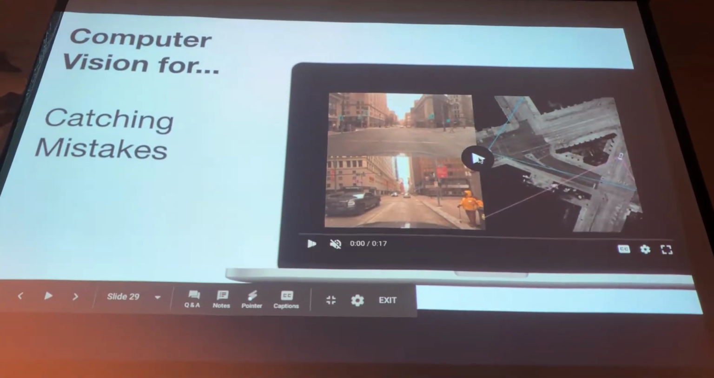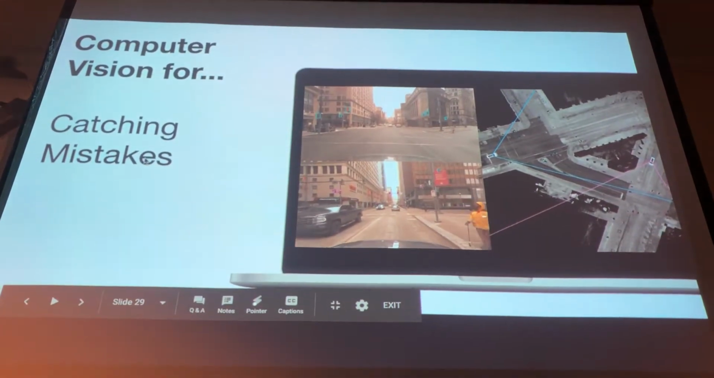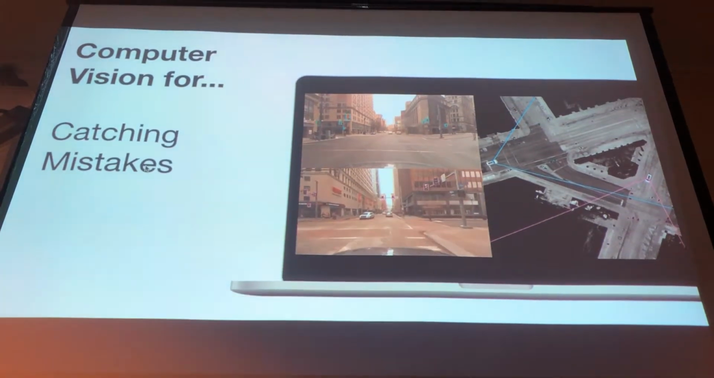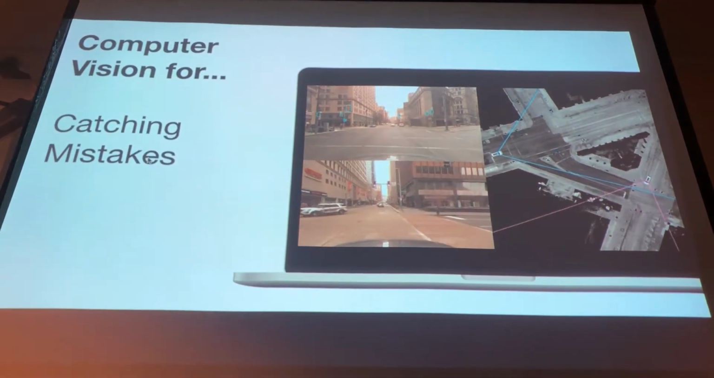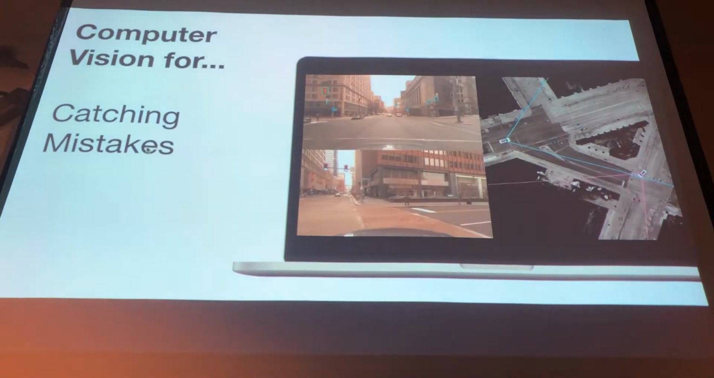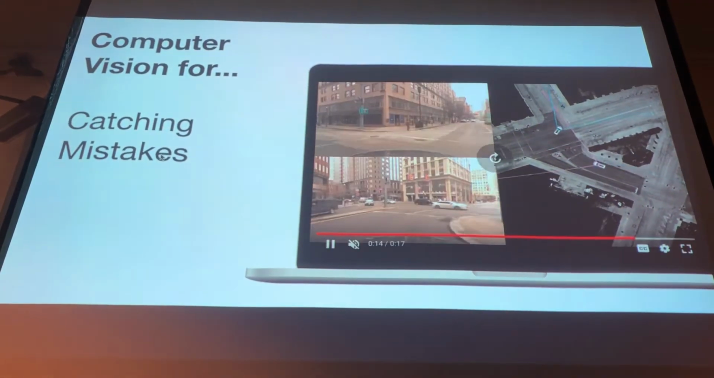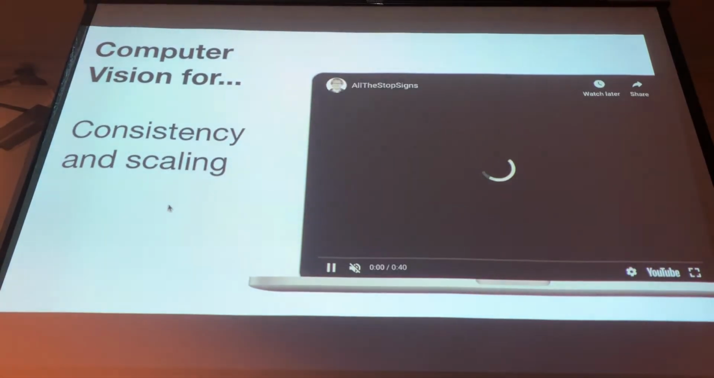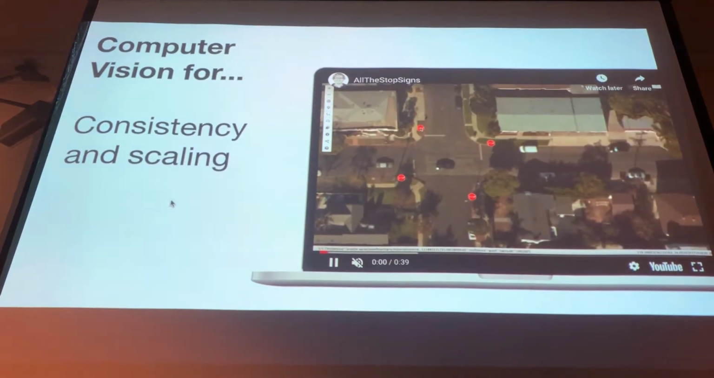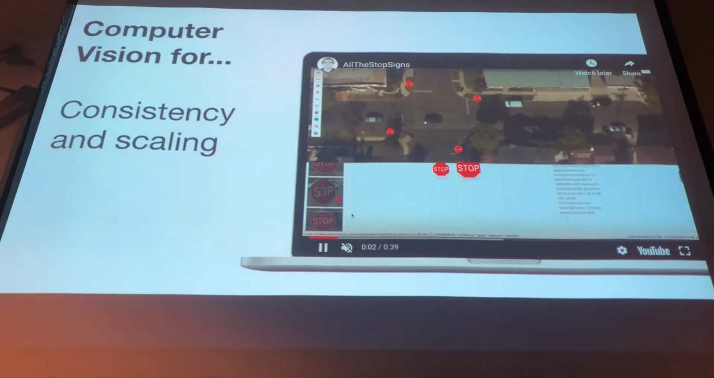On the one hand, you can think of that as just sort of being a boring task. Well, nothing's happening. It's just seeing the things that we already know on the map. That's great. That means everything's good. That means we're safe. And that's a really important part of our system. Computer vision is valuable for consistency and for scaling.